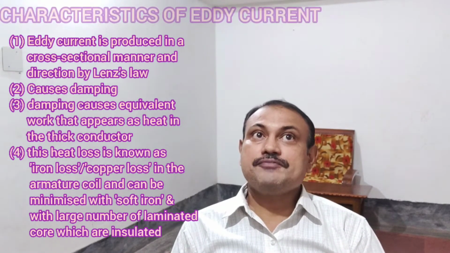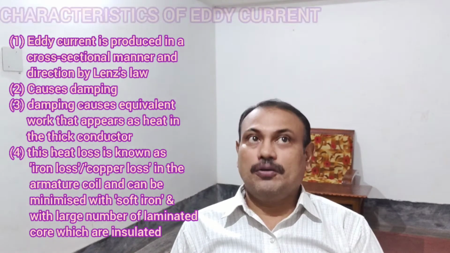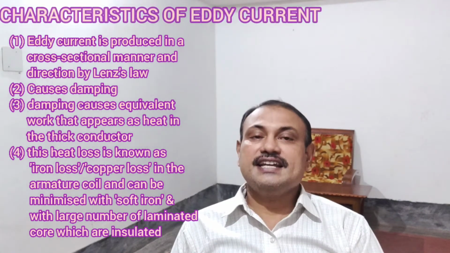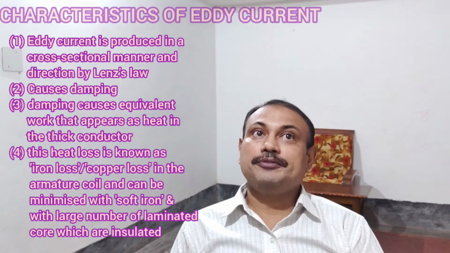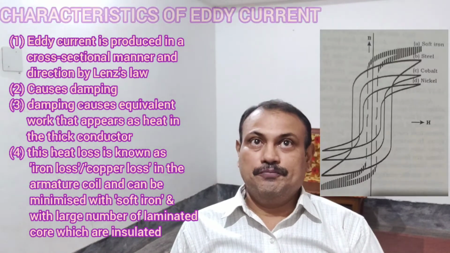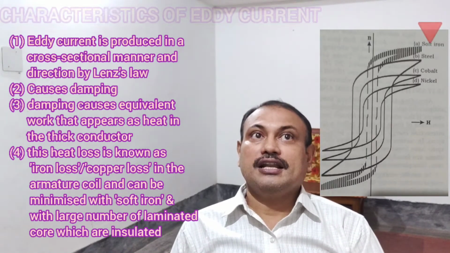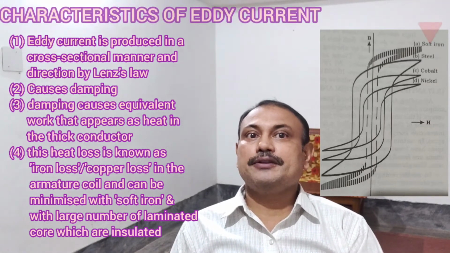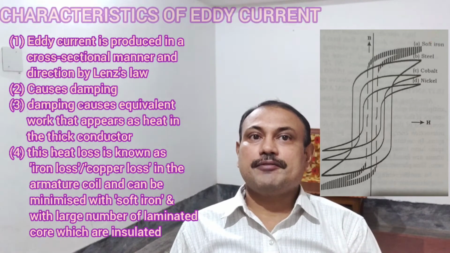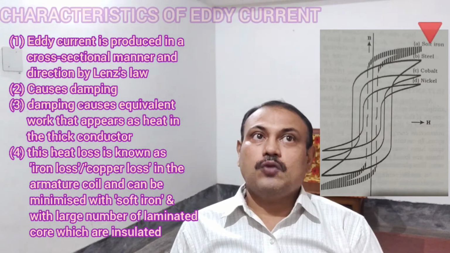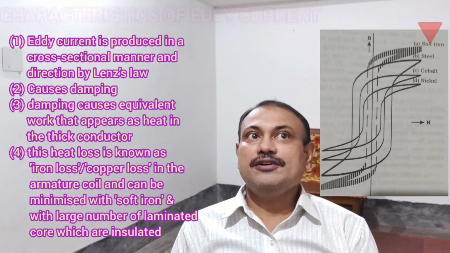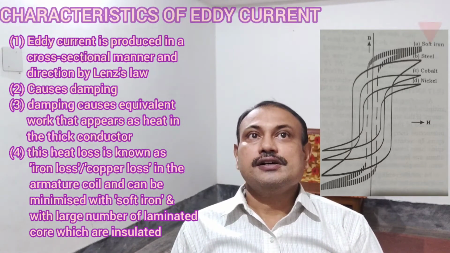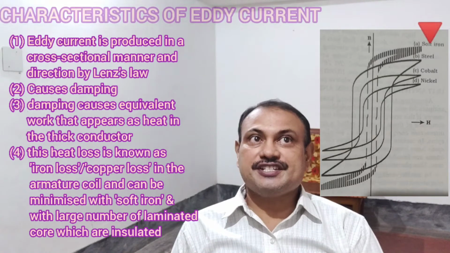And this heat is sometimes termed iron loss or copper loss in the armature coil, and it can be minimized. This heating can be minimized by making the armature with soft iron and with a large number of laminated cores which are insulated from each other. Iron or copper loss depends upon the material, whether it is made of iron or copper. And why soft iron? It is because soft iron has a low hysteresis loss, which will be discussed in our subsequent discussions.